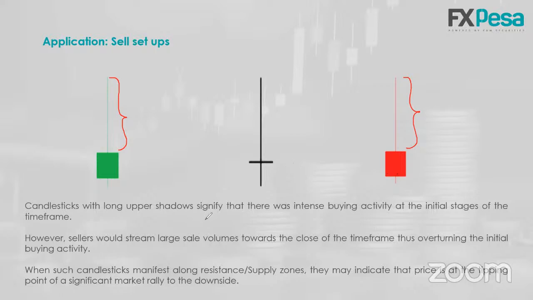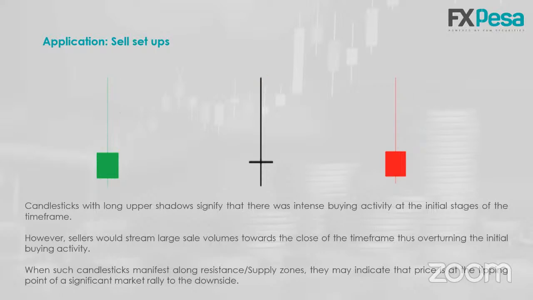What it means is that there was intense buying initially up to the peak, but then at some point we had sellers coming in with big volumes, and that one overturned the buying activity. So when such candlesticks show along the supply zones or resistance zones, it indicates that price is at the tipping point, and there's a likelihood of a significant rally to the downside.